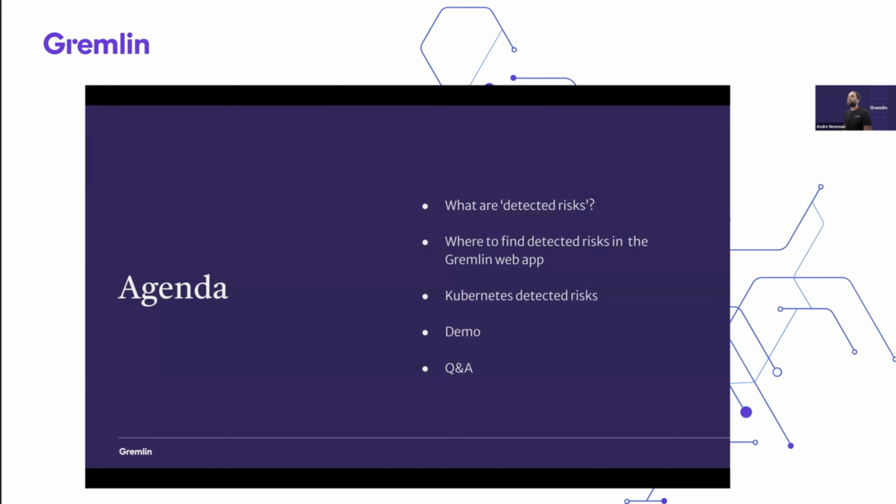So just to go over a quick agenda, what we have planned for today, I'll start with a short presentation introducing the topic. I'll talk about what detected risks are and how they show up in Gremlin, focusing specifically, of course, on Kubernetes risks. Dan will run us through a demo showing how to find and fix these risks. And then again, we'll leave time at the end for open Q&A.